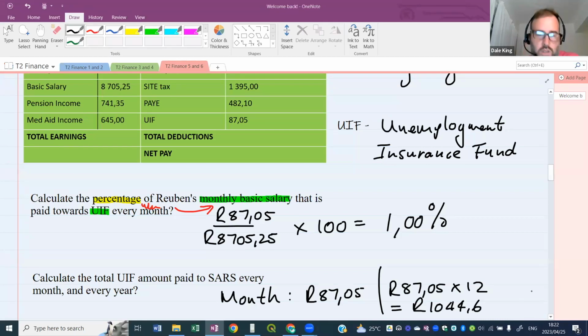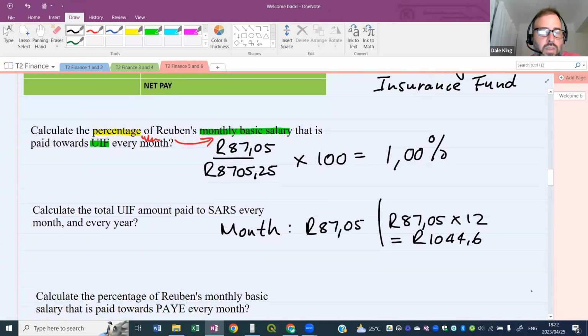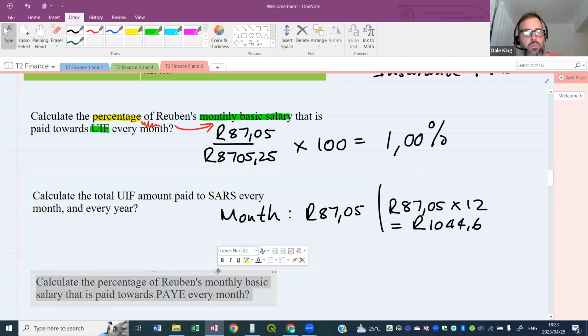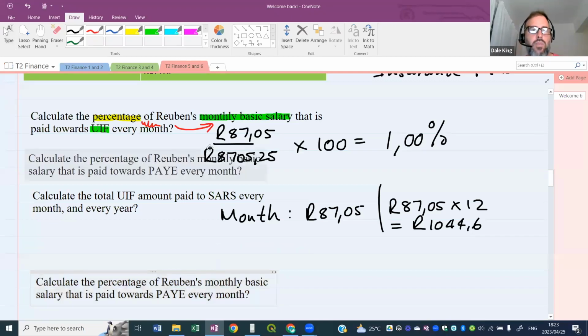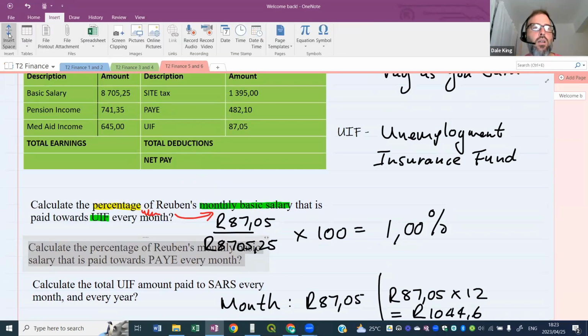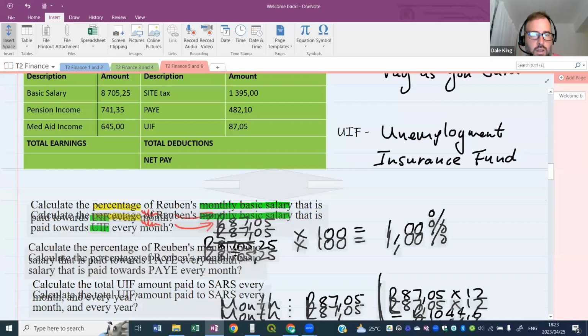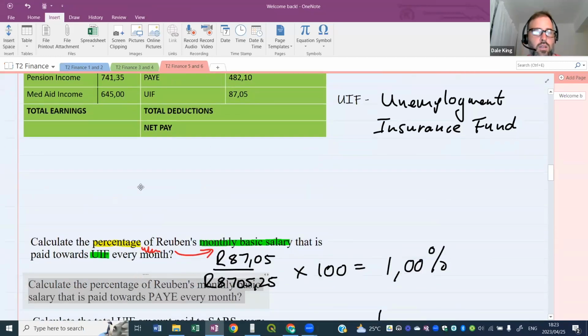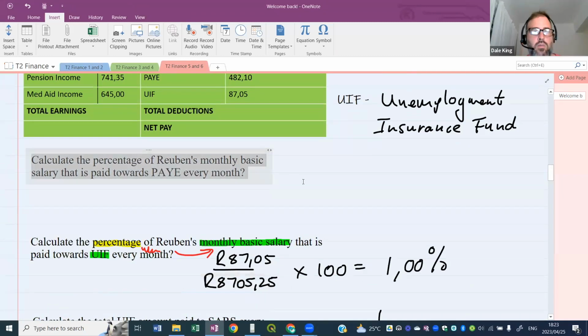All right, let's move on to the next question. This is too easy. Let's get on to the nitty-gritty. Where's the harder stuff now? Okay, here we go. Calculate the percentage of Ruben's monthly basic salary that is paid towards PAYE every month. Now, I'm going to copy this. In fact, I'm just going to move it up, and I'm going to put it next to the table, underneath the table so we can see the question and the table at the same time.